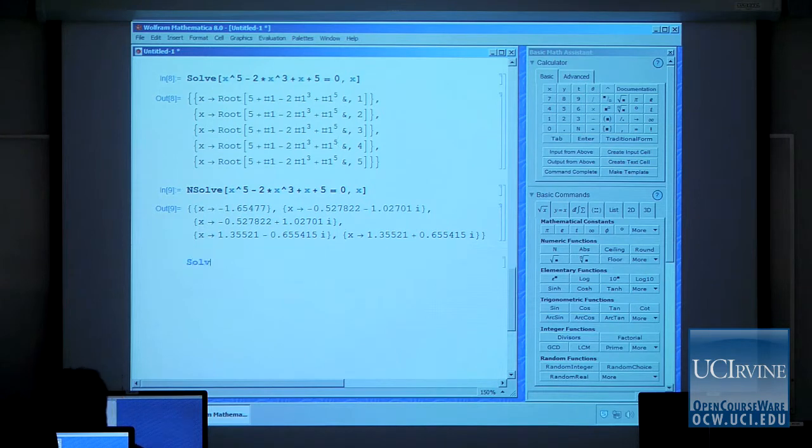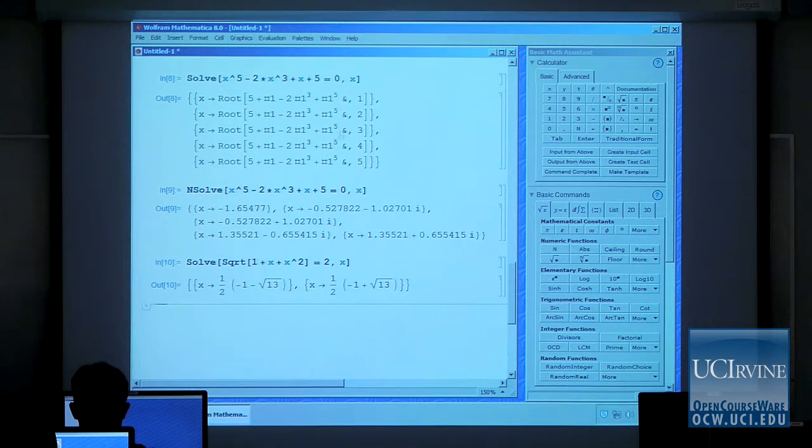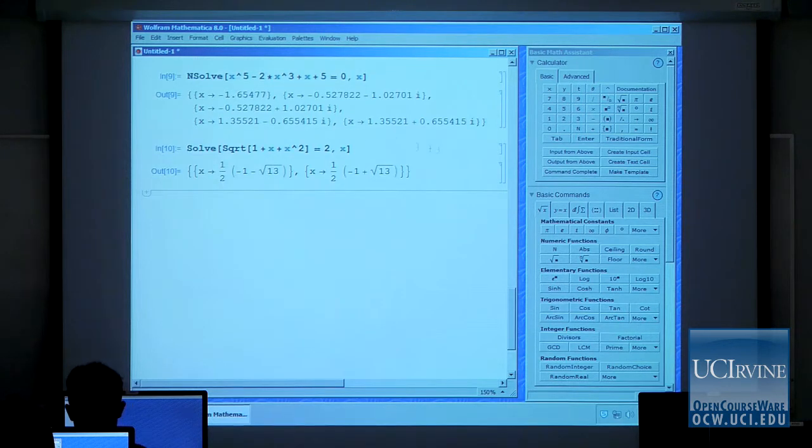So we can say Solve, and this time we'll put in the square root of a polynomial. So this will be the square root of 1 plus x squared. And we'll set that equal to 2 and solve for x. And you see we get out 2 solutions. If you want numerical values, you can say N of percent.